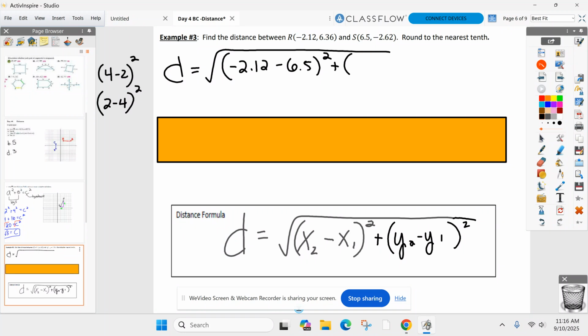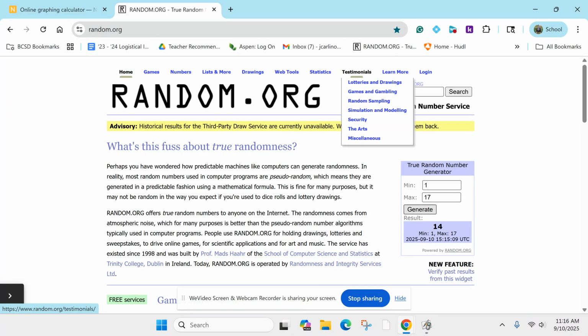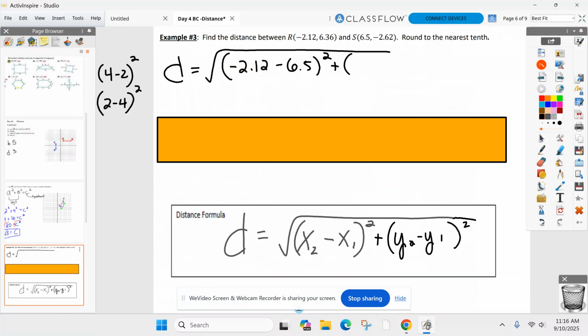Plus, what are my y coordinates up here now? What are my y coordinates? 1, 2, max. What are my y coordinates? 6.36. Yep. Negative 2.62. Okay. I always put the negative first just because I don't forget to drop one of the signs we were just talking about.